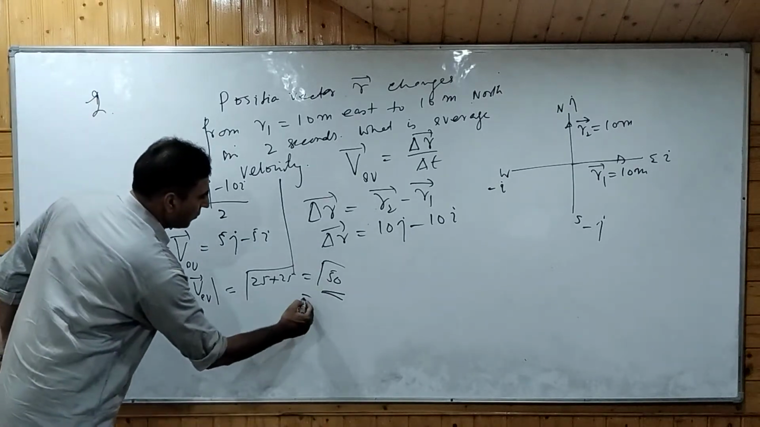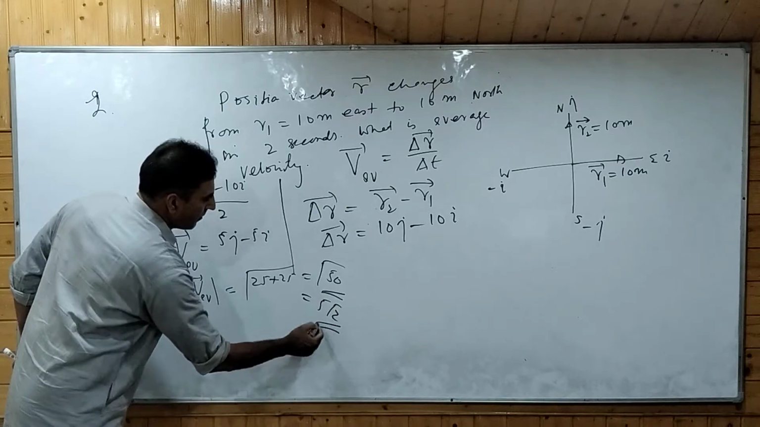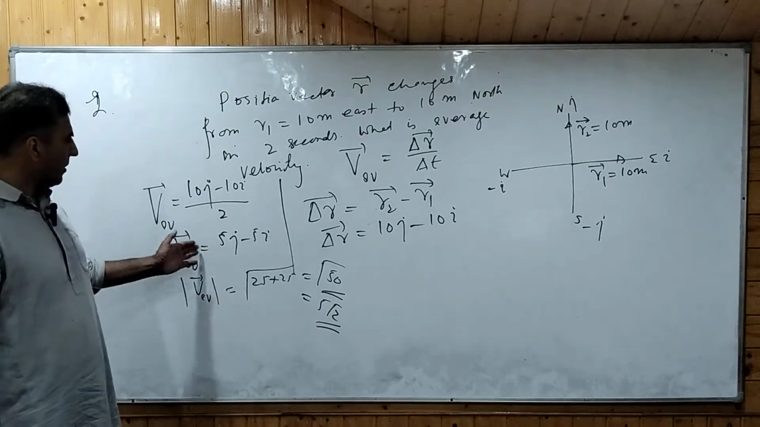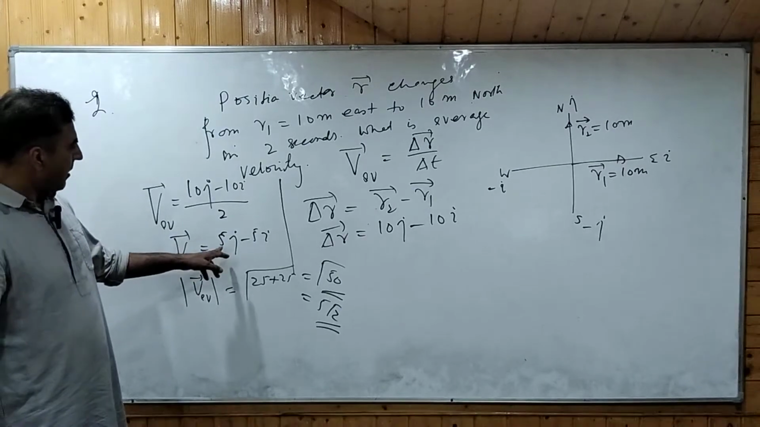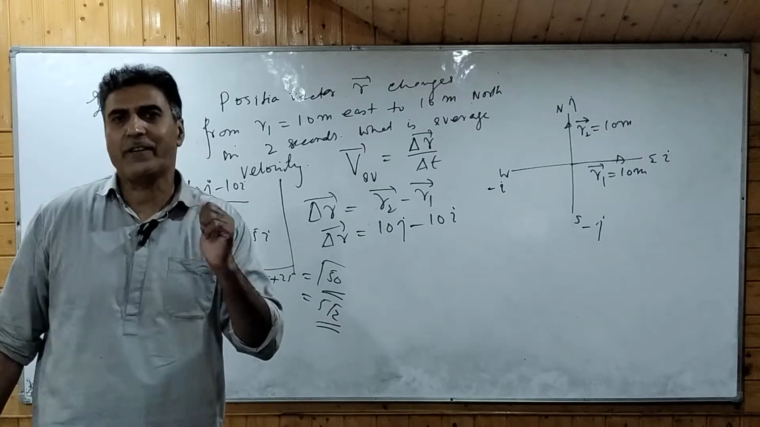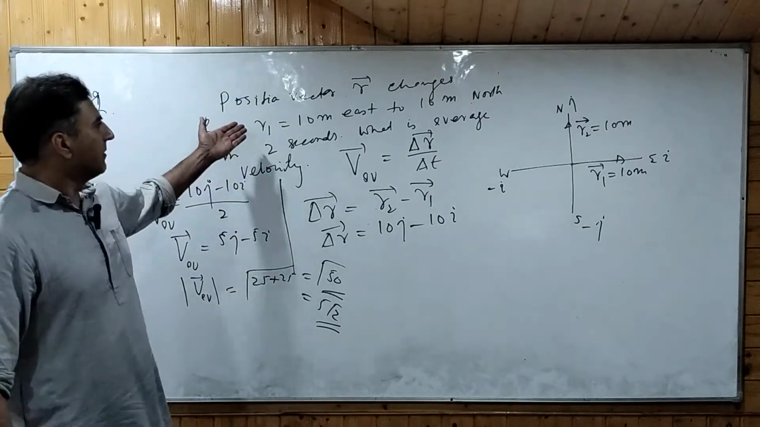Okay, that's 5 root 2. That is the answer. And you can find the direction also. Theta is equal to tan inverse 5 by 5, that is tan inverse 1, that is 45 degrees. So this is a method.